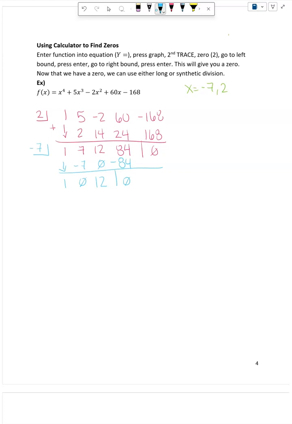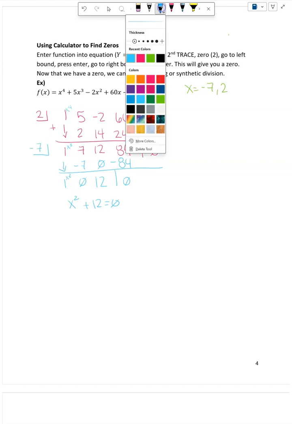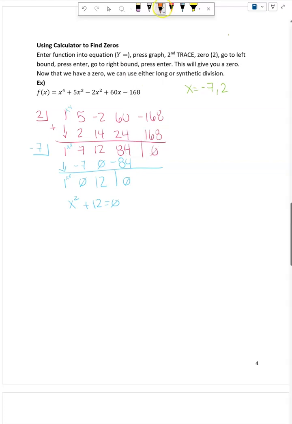And this time, this is our remainder, right? Well, we started up here. This was our x to the 4th power, which means this is x to the 3rd power. This means this is x squared. So now we have x squared plus 12 equals 0, right? So now we just need to factor that or solve for that. So we would move this guy over, so it's going to be x squared equals negative 12.